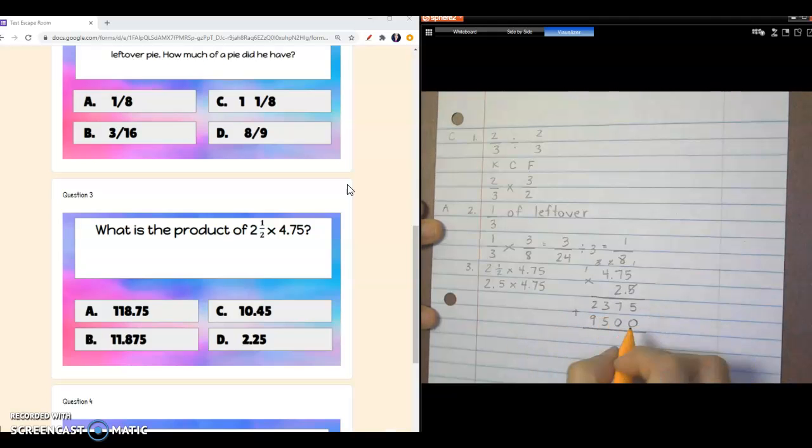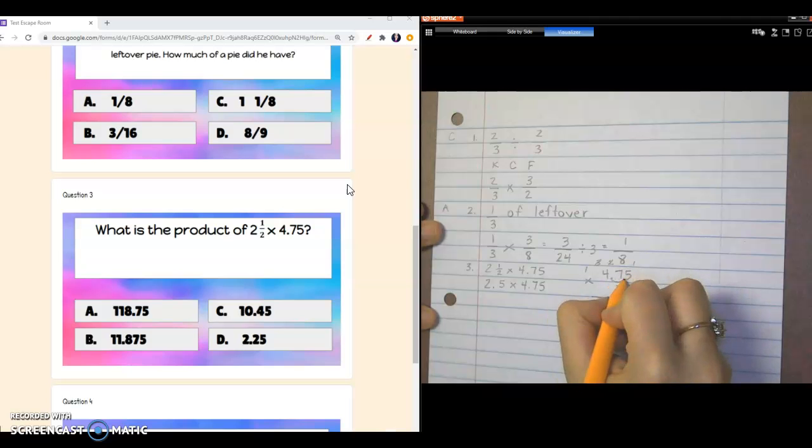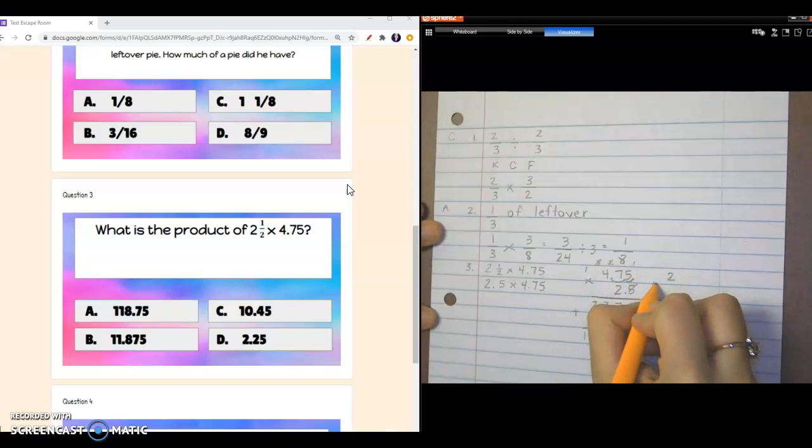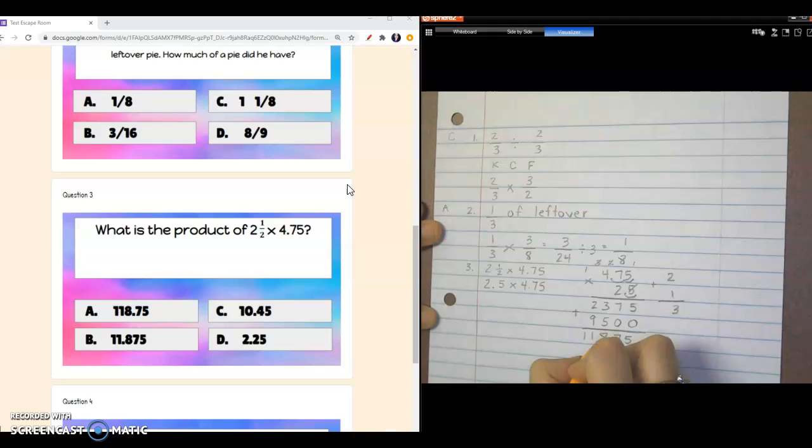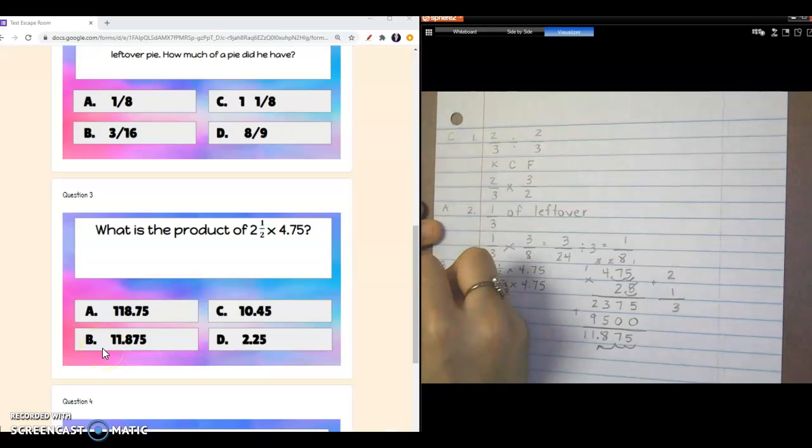We add. 5 plus 0 is 5, 7 plus 0 is 7, 3 plus 5 is 8, 2 plus 9 is 11. And we are not done. We now need to move our decimal. So here we move it 2, and then here we move it once. Don't forget to check both of your numbers. So we need to move it a total of 3 times. So my answer is 11.875. So B.